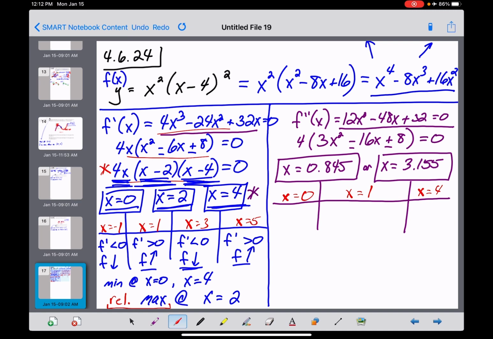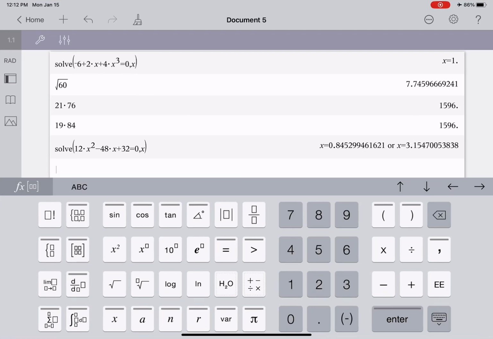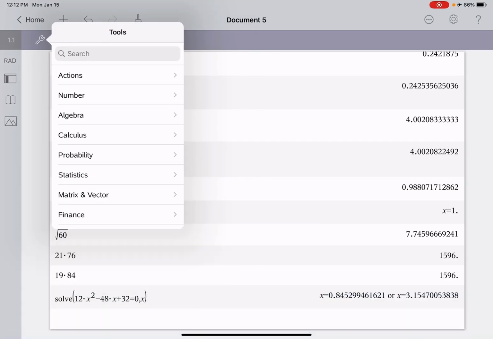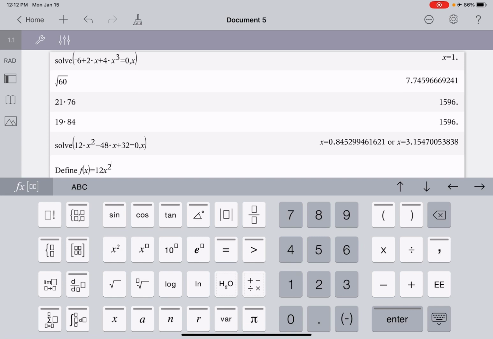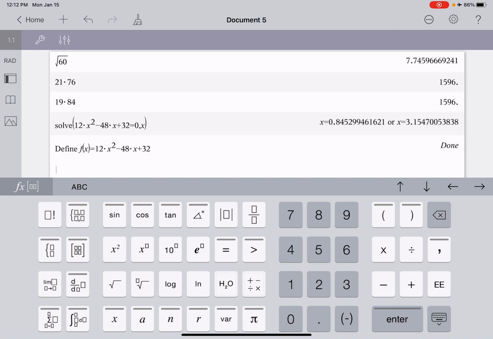And we will put those into the second derivative. But boy, this is going to be ugly because those are nasty numbers to deal with. I think I'm going to go ahead and define a function in my calculator here. So actions, define, and let's call this, where's my f hiding? There it is. We'll just call it f of x, is equal to, and here's that second derivative that we came up with, 12x squared minus 48x plus 32, and that should do that.